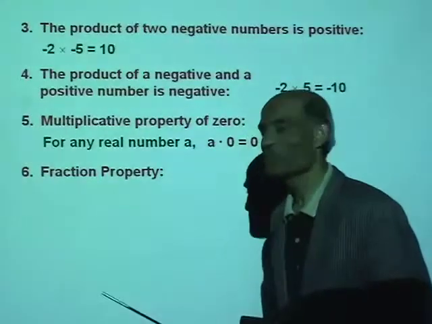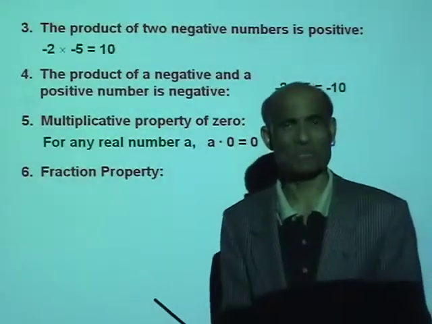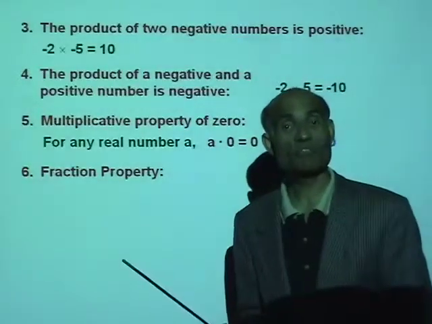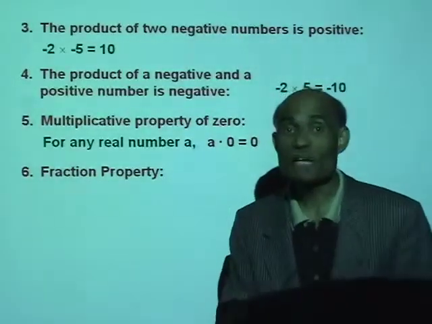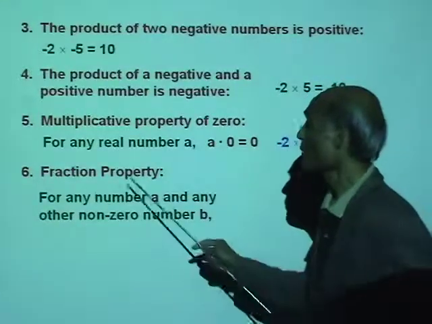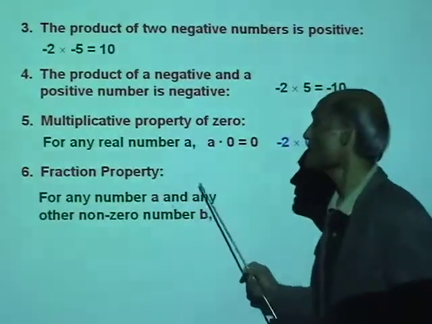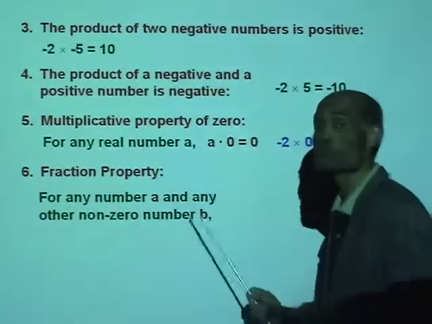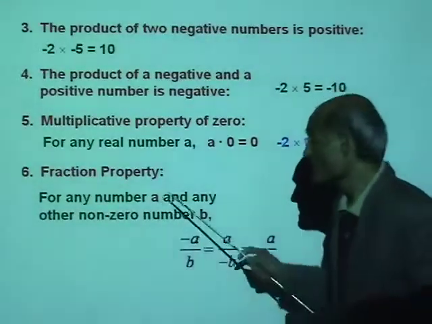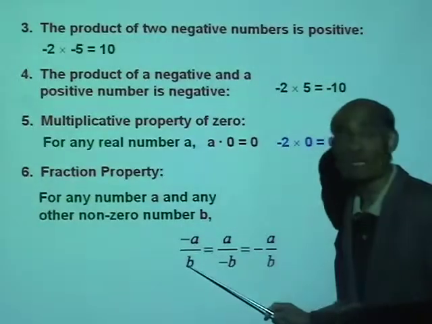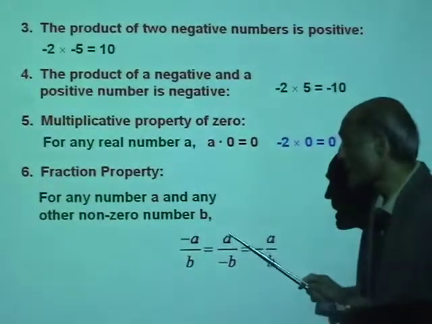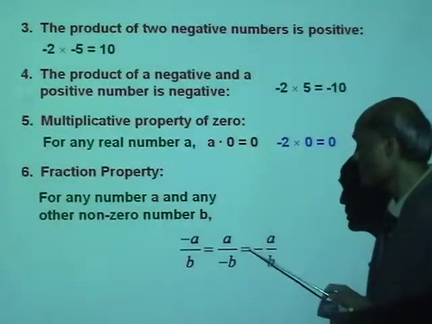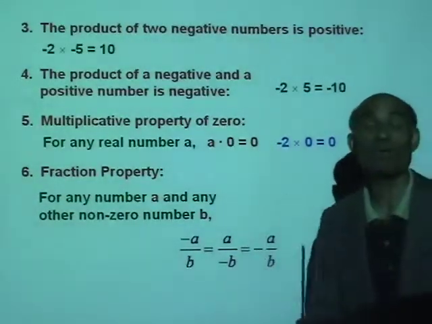Sixth property, the fraction property. We dealt with fractions quite a lot. What is the fraction property? We used that in the previous lesson. For any number A and any other non-zero number B, negative A over B is the same as A over negative B is the same as negative of A over B.